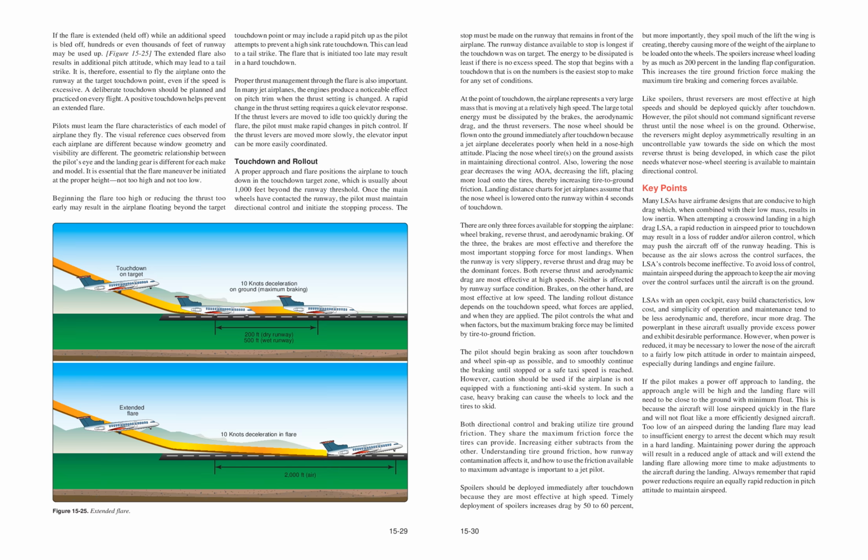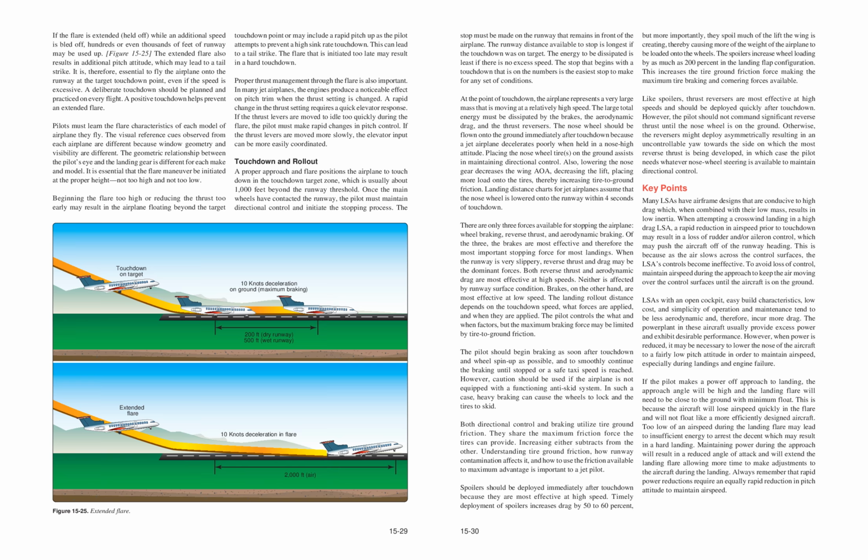At the point of touchdown, the airplane represents a very large mass that is moving at a relatively high speed. The large total energy must be dissipated by the brakes, the aerodynamic drag, and the thrust reversers. The nose wheel should be flown onto the ground immediately after touchdown because a jet airplane decelerates poorly when held in a nose-high attitude. Placing the nose wheel tires on the ground assists in maintaining directional control.